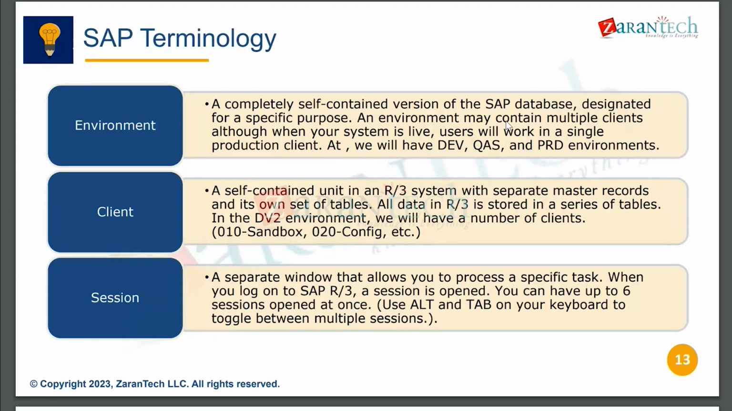Now we'll see the SAP terminology. I think most of you know this, but we can brush up first. Environment: we have different systems for each and every SAP system. Environment is the terminology we use for development environment, quality environment, and production environment. In the development environment, we have a test system or golden client, where you do the configuration, everything, in the golden client.